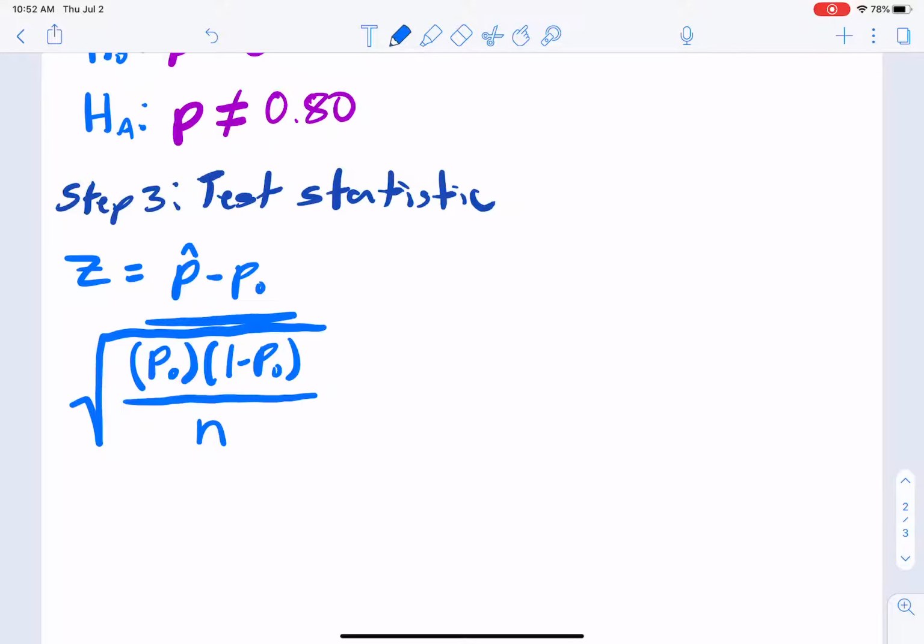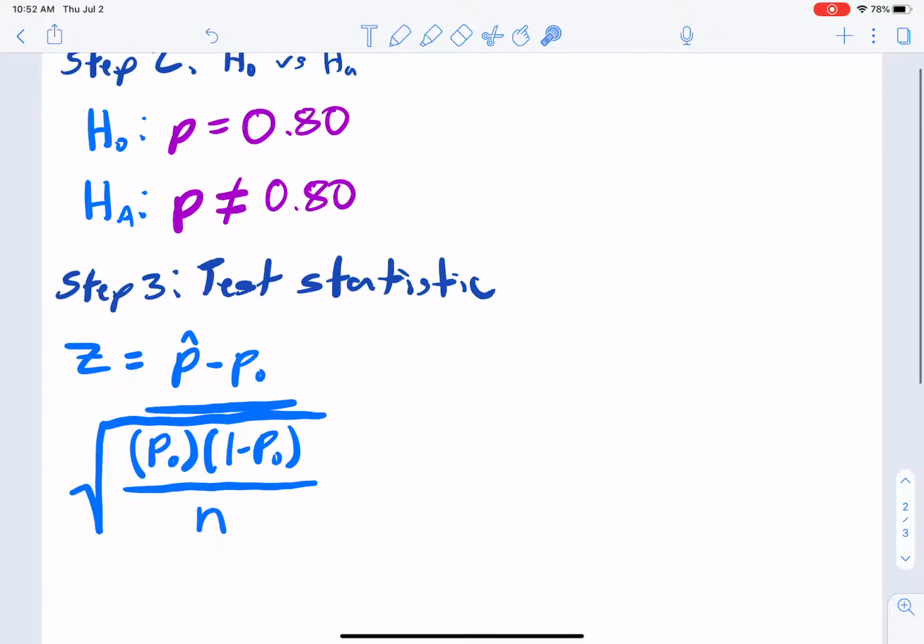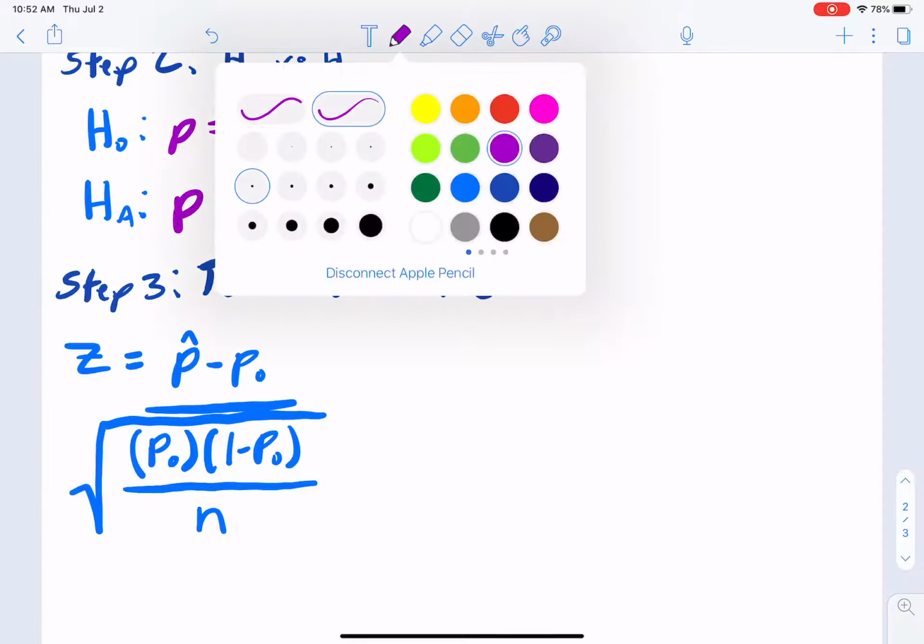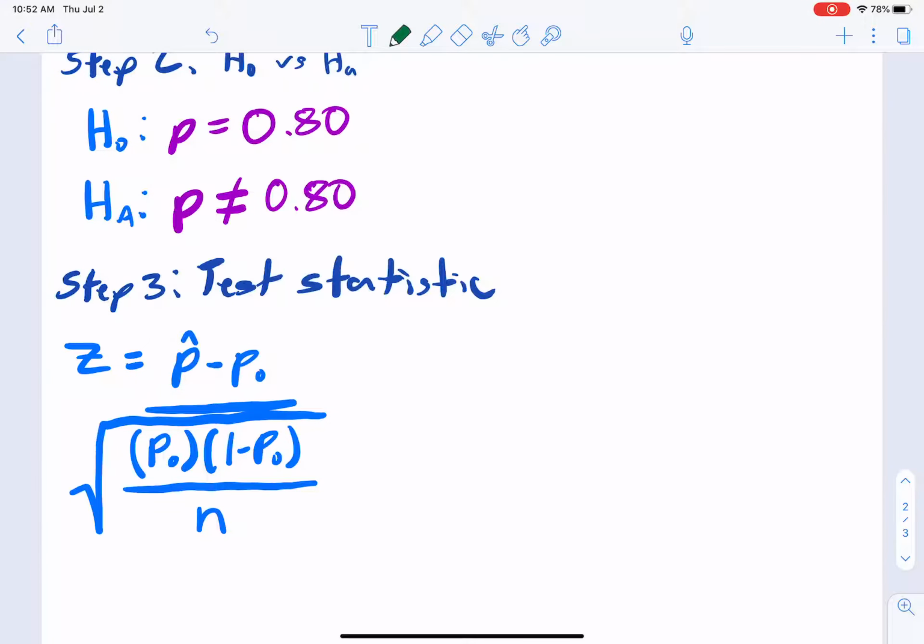Very similar to standard deviation. We can see the similarities between calculating a z-score and calculating this test statistic. So it's easy enough, we just need to plug and chug. Let's write out what we have. So P hat, let's go back to the question.